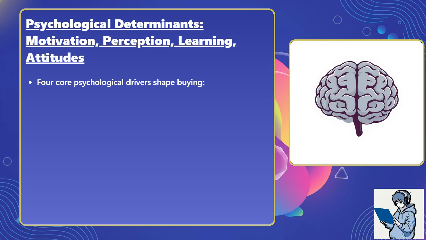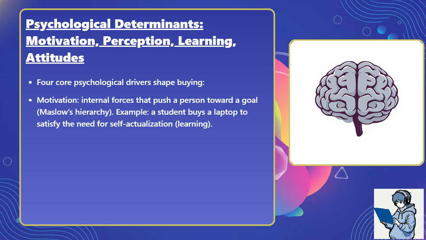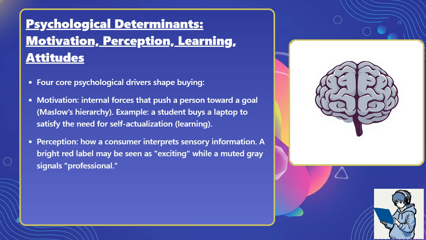4 core psychological drivers shape buying. Motivation: internal forces that push a person toward a goal, Maslow's hierarchy. Example: a student buys a laptop to satisfy the need for self-actualization, learning. Perception: how a consumer interprets sensory information. A bright red label may be seen as exciting while a muted gray signals professional.